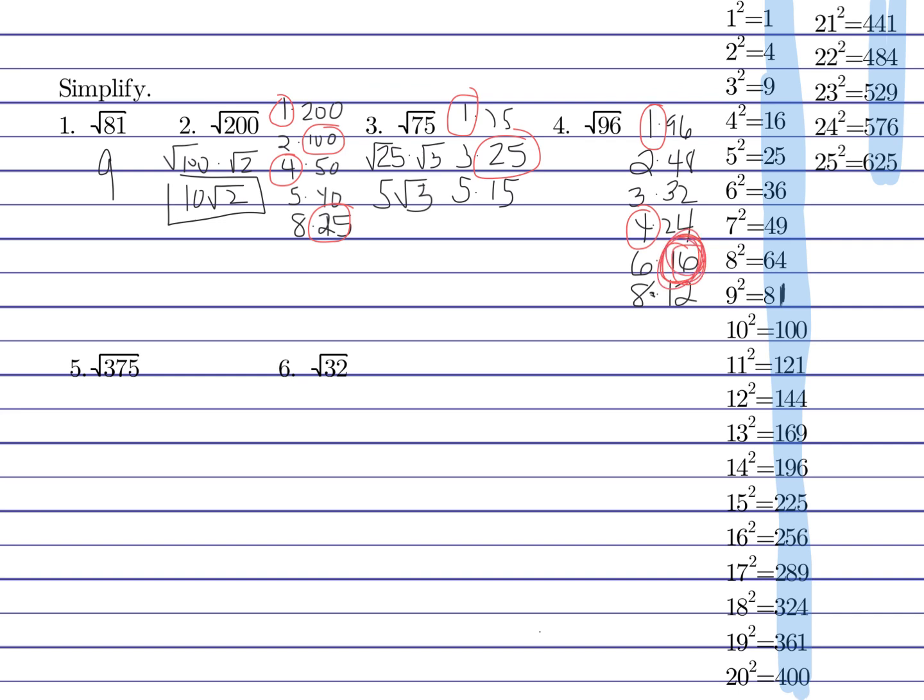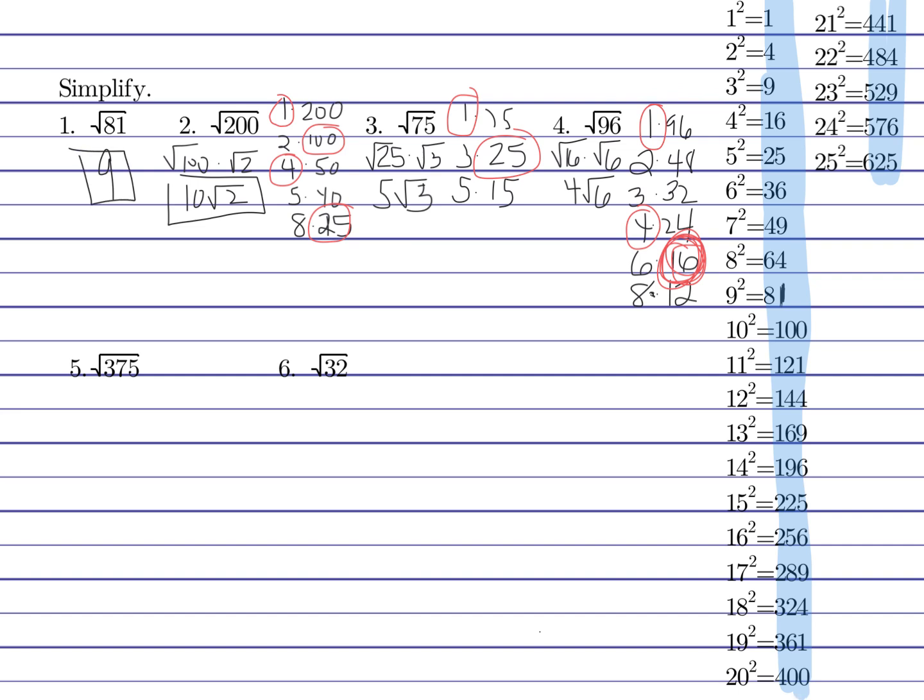I'm going to rewrite the square root of 96 as the square root of 16 times the square root of 6. The square root of 16 is 4. 4 times the square root of 6. That's the answer. Let me go back. I didn't circle my answers.